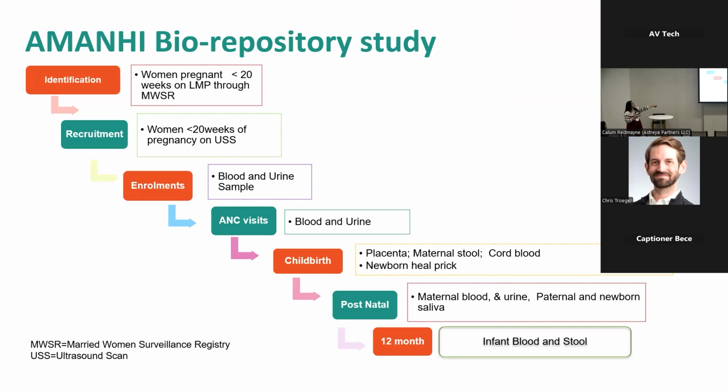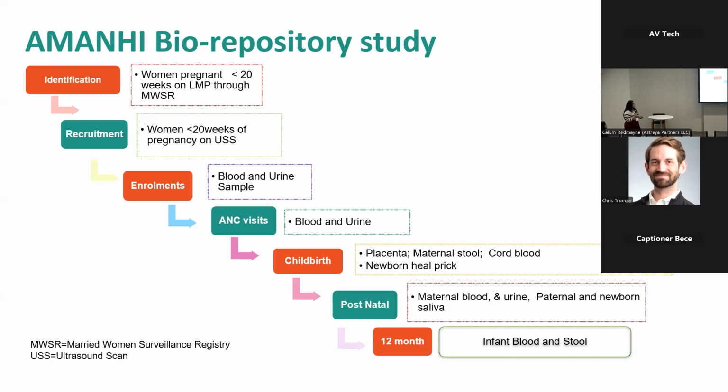So this was a retrospective data analysis that was done on samples and data that we obtained from an initial study, which is called the Amani Biorepository Study. Amani stands for the Alliance for Maternal and Newborn Health Initiative. And this was mainly a biorepository study that was done in Pakistan, India, Bangladesh, and Tanzania to show that biobanks could be a sustainable platform for research into adverse pregnancy outcomes.